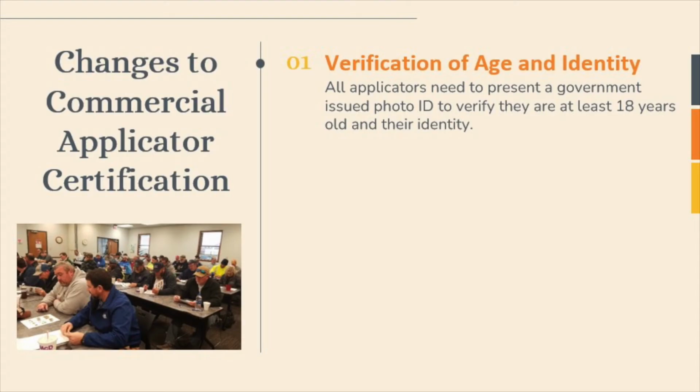Okay, one of the first changes is just like the private applicator program. When someone takes a test, they're going to have to show a government issued photo ID. They have to prove who they are and that they're old enough, they're over 18, which is the EPA's minimum age for applying these pesticides. And so have to show a government issued photo ID.